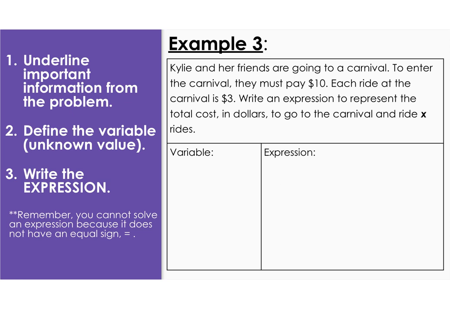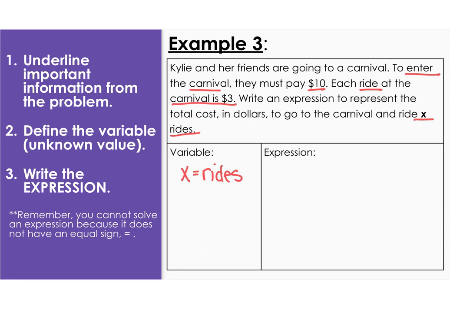So, important information: to enter the carnival, it's $10. Each ride at the carnival is $3. And we're writing an expression to represent the total cost to go to the carnival. And X equals rides. So they already defined the variable for us here.